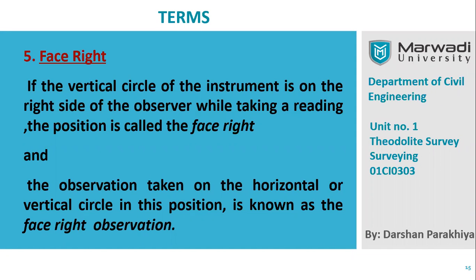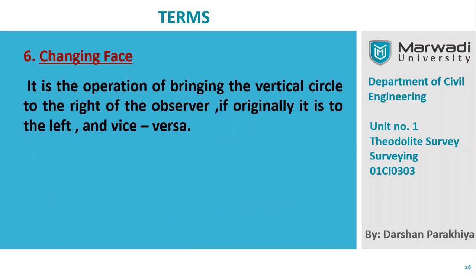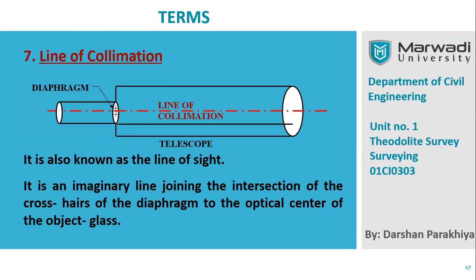Then face right is vice versa. If the vertical circle of the instrument is placed on the right side of the observer, that is called face right. Then changing face. What is changing face? Changing face is the operation of bringing the vertical circle to the right of the observer. If the vertical circle is on the left, it is shifted to the right. That process is called changing face.